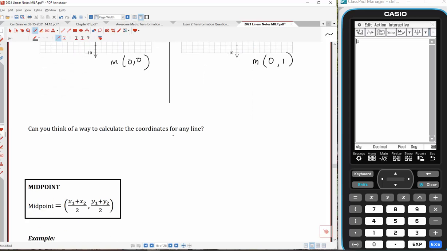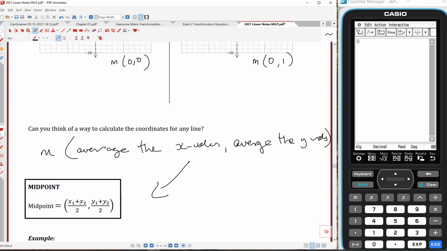So the way we calculate the coordinates of the midpoint for any line, that is the x and the y values, is we simply average the x values and average the y values. Put together more formally, we get the midpoint: we add the x values and divide by 2, add the y values and divide by 2, and that gives us our ordered pair.